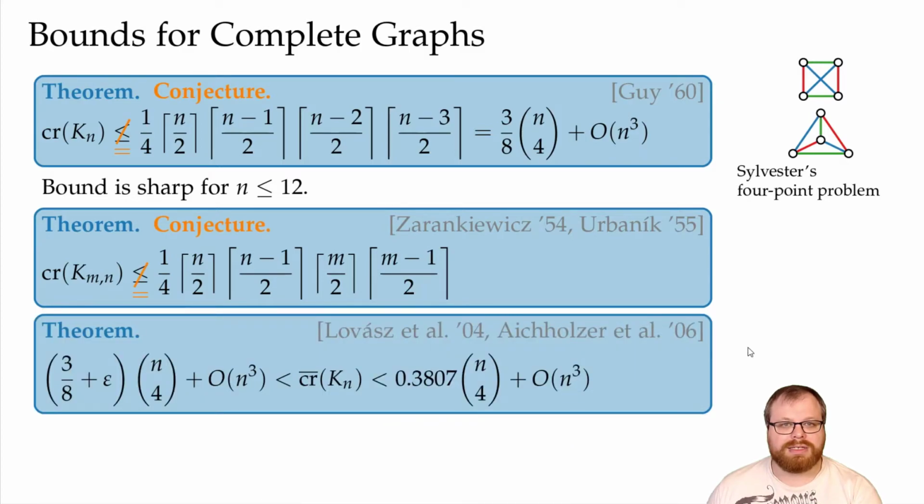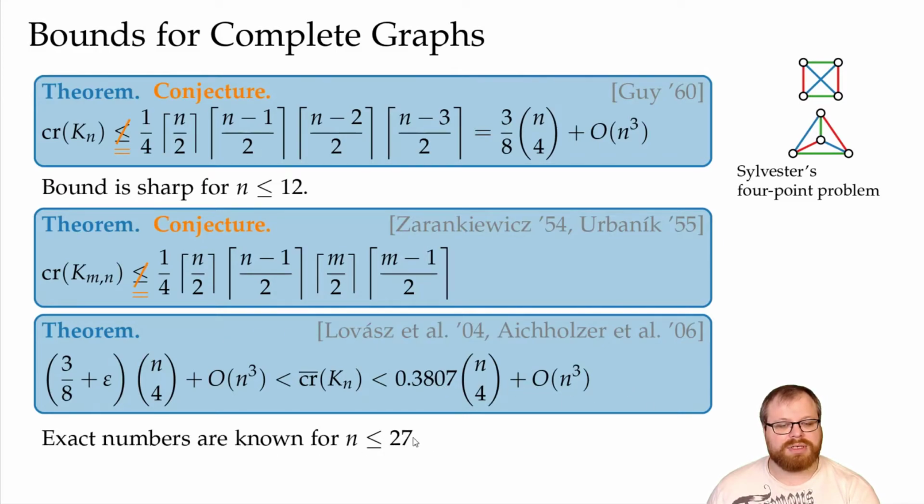For the rectilinear crossing number, there are lower and upper bounds that also don't match yet. For the lower bound, we have almost the same, but there is a plus epsilon here. That means that the lower bound for the rectilinear crossing number is already bigger than the upper bound for the crossing number. And the upper bound is slightly larger. While this is 0.375, Ábrego et al. could improve it to 0.3807.